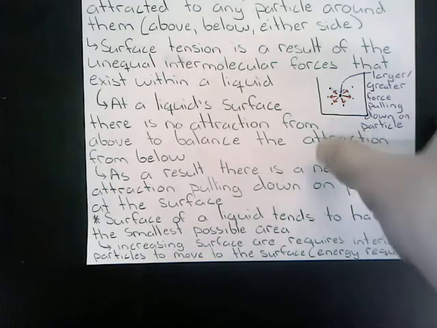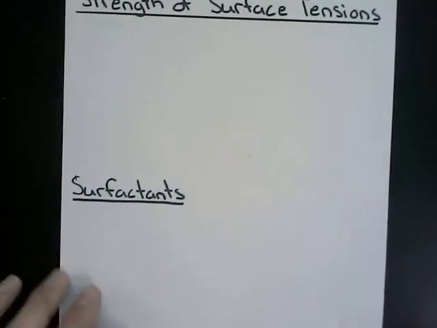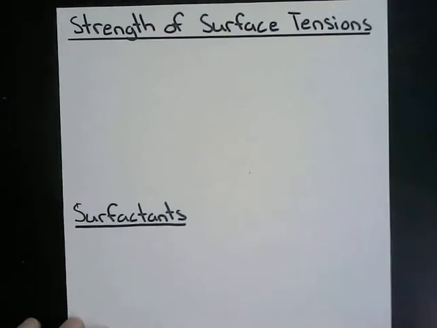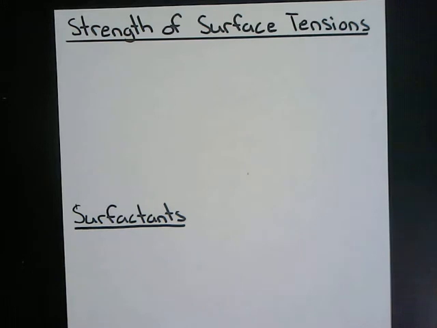All right, so to go along with surface tension, we have a lot of different liquids, and so this means that we're going to have a lot of different strengths. So the strength of a surface tension is going to depend on the attraction between particles. And that statement can be made with this: the greater the attraction between the particles, the stronger the surface tension.